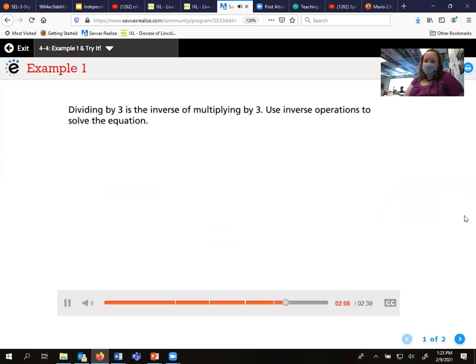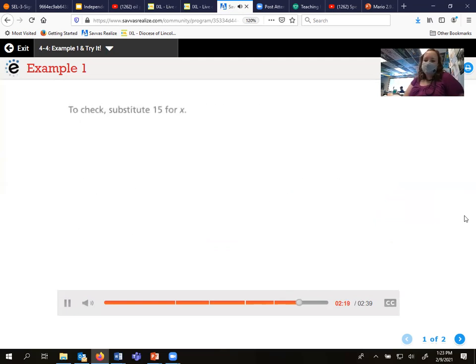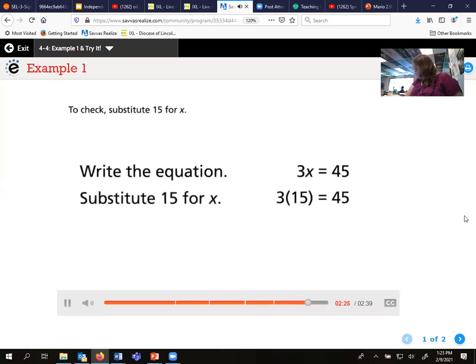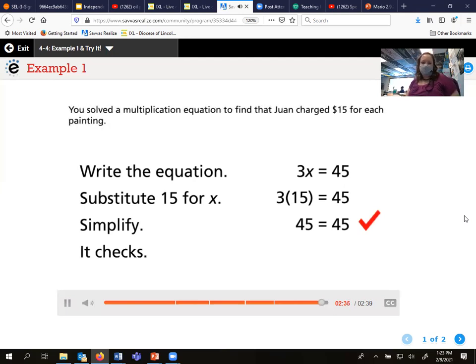Use inverse operations to solve the equation. Write the equation. Divide both sides by 3. Simplify. To check, substitute 15 for x. Write the equation. Substitute 15 for x. Simplify. It checks. You solved a multiplication equation to find that Juan charged $15 for each painting.